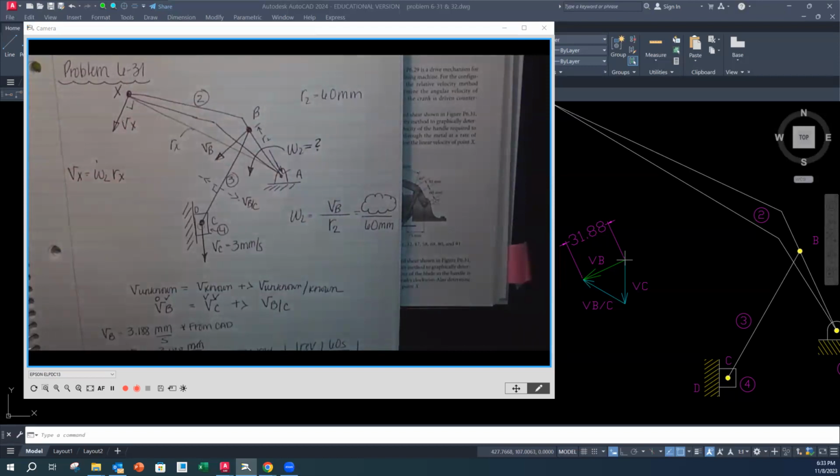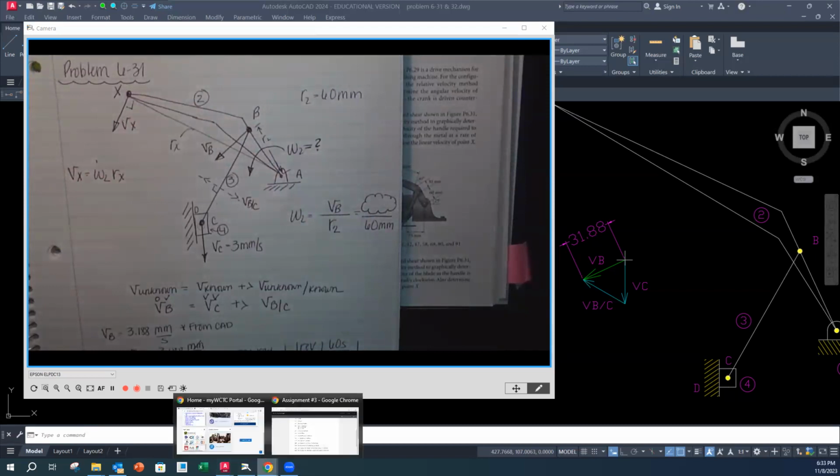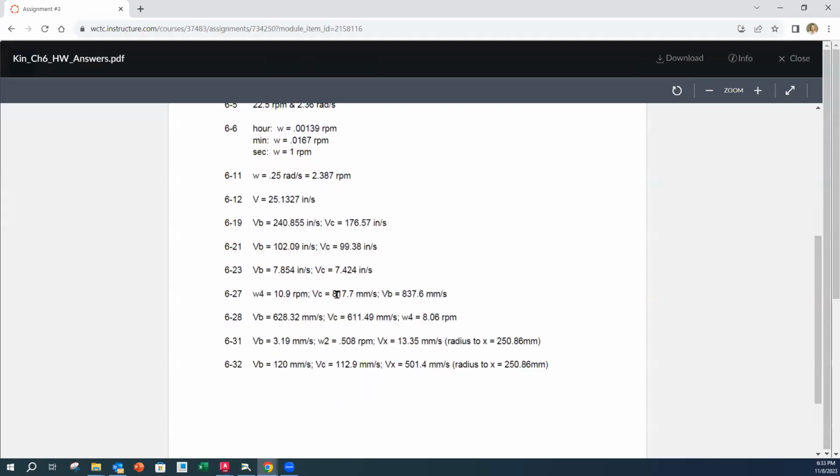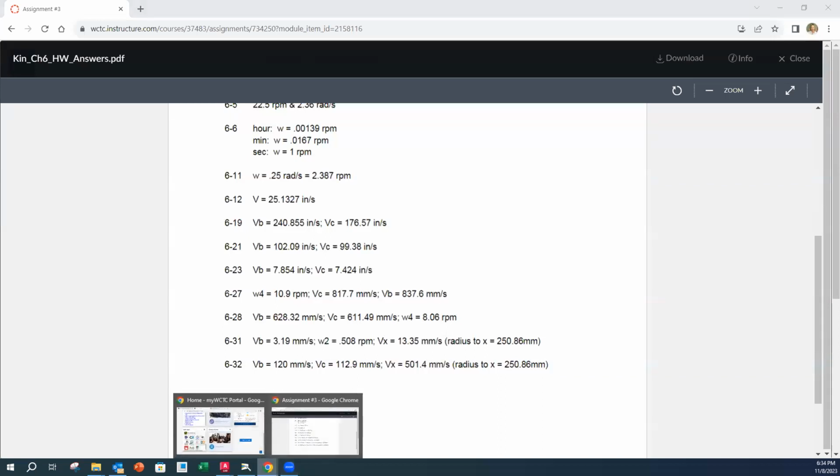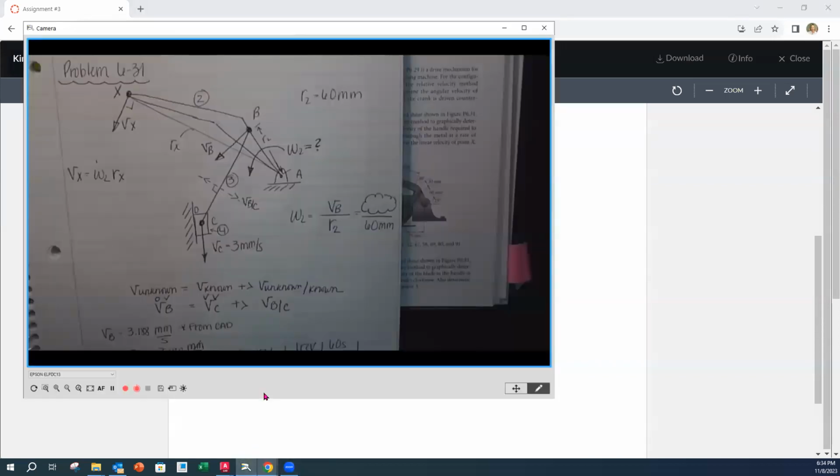Now I'm going to take a peek here really quickly at our answer key. All right, so we just want to know what the length is. No problem. Oh, I'm sorry, yeah, Vx. We just want to know what the length is. I was going to see if I had the angle in there, but we don't. That's okay. So let's go ahead and do this process in AutoCAD.